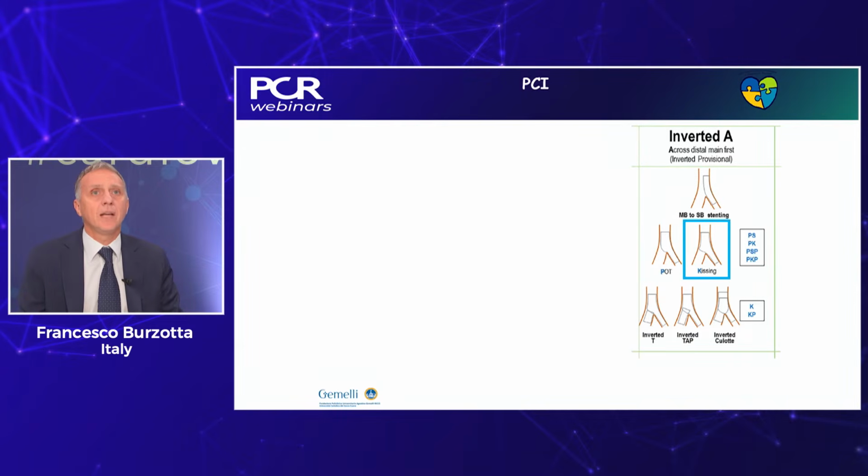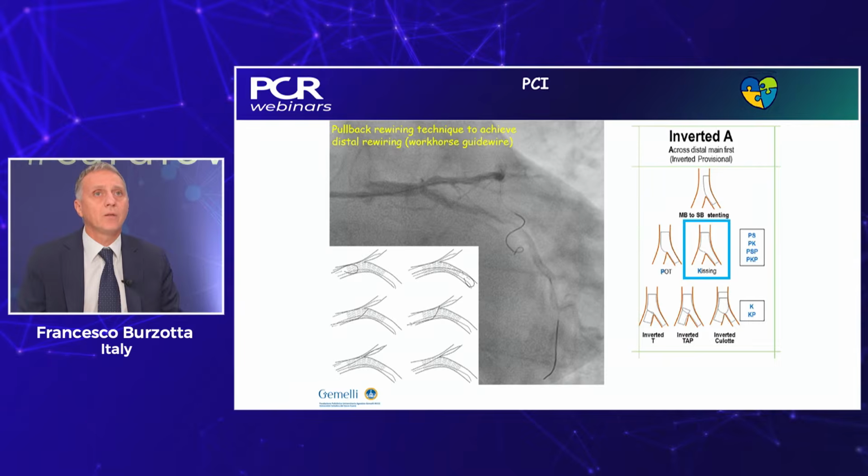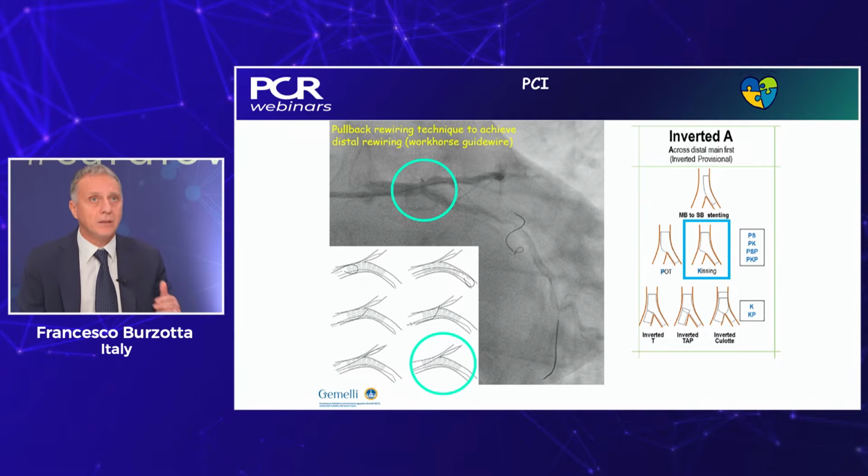And after that, we move forward to perform a rewiring of the LAD. You see here that there is a good technique that allows you to have a higher chance to go close to the carina with your wire, that is pullback rewiring. And you may see here that the radiopaque marker of the wire tip allows you to really see that it is very close to the carina.